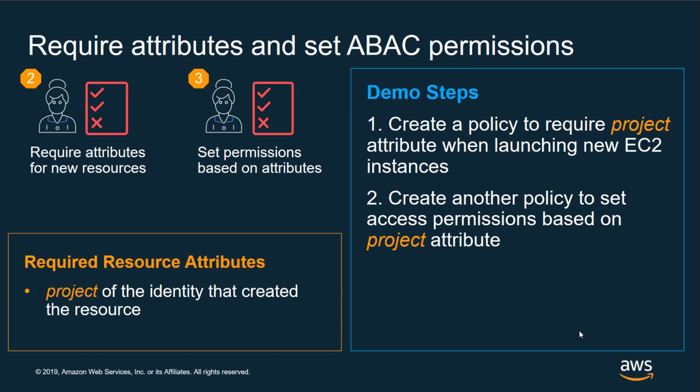All right, the next step is where you create your policies such that the policies are based on ABAC, and you also require tags when you create new instances. So I will show you that the project tag will be required when you launch an instance. And the other policy will be basically where I will show you that you get access to the EC2 instance only if your tag matches the tag on the EC2.